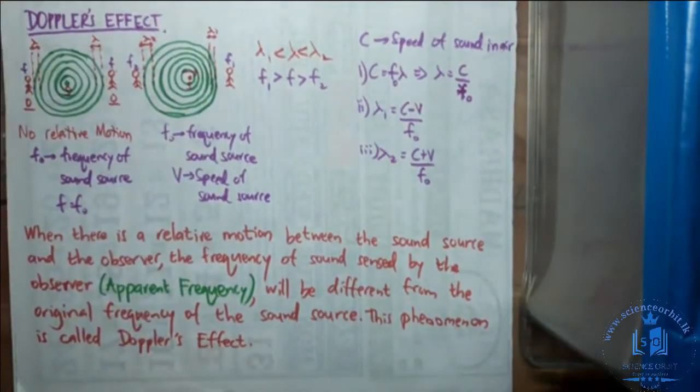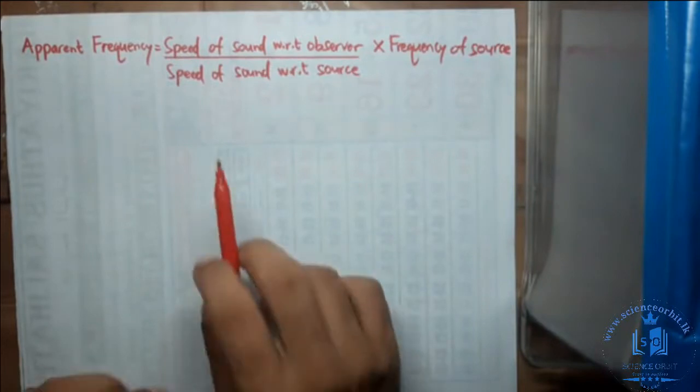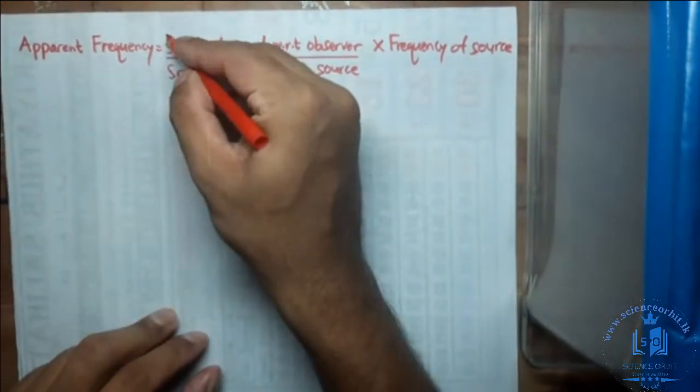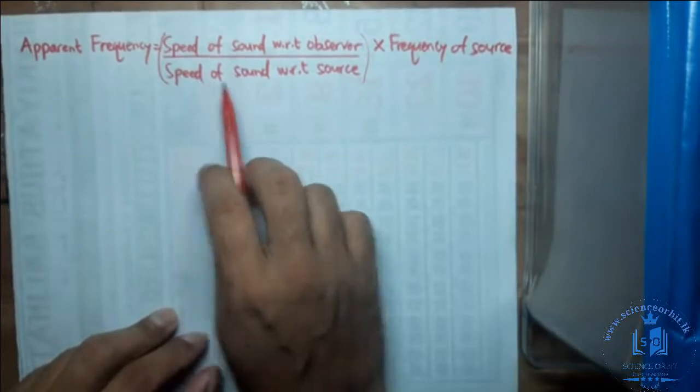Now this is the qualitative part. Let's move on to the quantitative part, the equation and all those things. This is the equation for the apparent frequency. What is the apparent frequency? The frequency heard by the observer when there is a relative motion between the observer and the sound source. That is what apparent frequency is, and the apparent frequency will be equal to the speed of sound with respect to observer divided by speed of sound with respect to source, and you multiply that by the frequency of the source. Okay, this is the equation, and it looks very large and a bit complex.